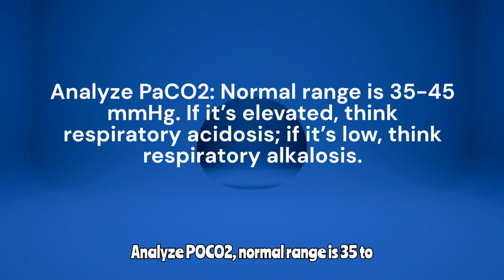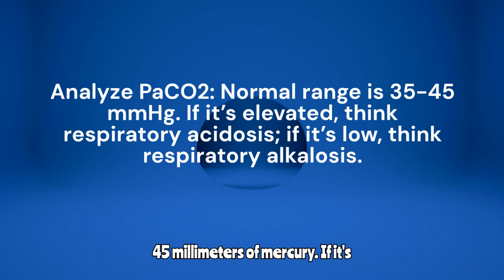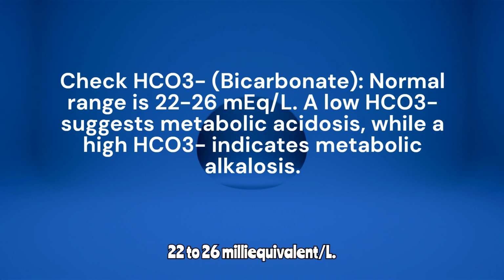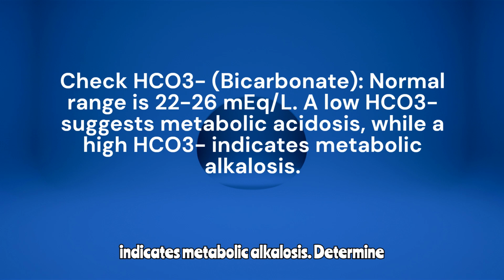Analyze PaCO2. Normal range is 35 to 45 millimeters of mercury. If it's elevated, think respiratory acidosis. If it's low, think respiratory alkalosis. Check HCO3. Bicarbonate normal range is 22 to 26 milliequivalent/L. A low HCO3 suggests metabolic acidosis, while a high HCO3 indicates metabolic alkalosis.